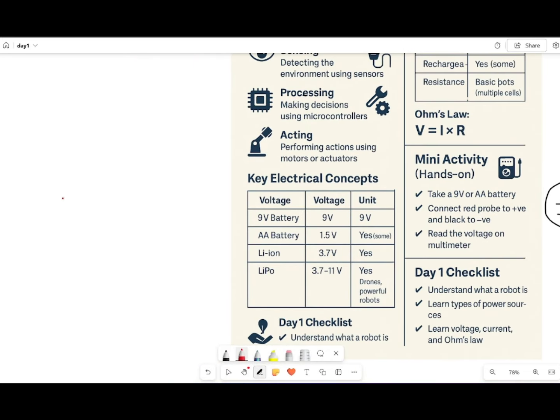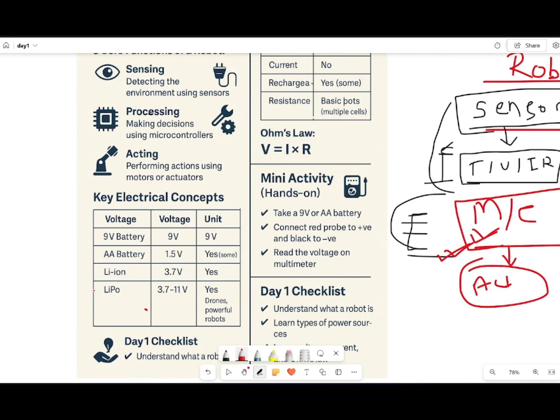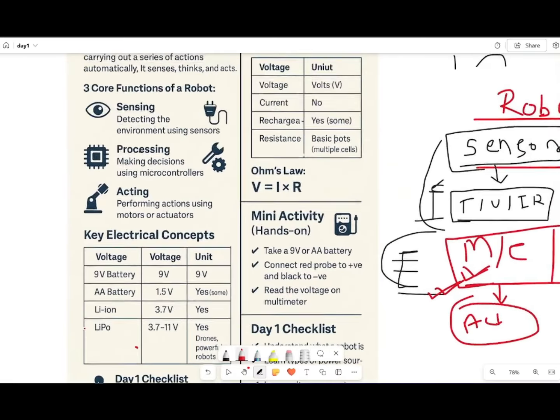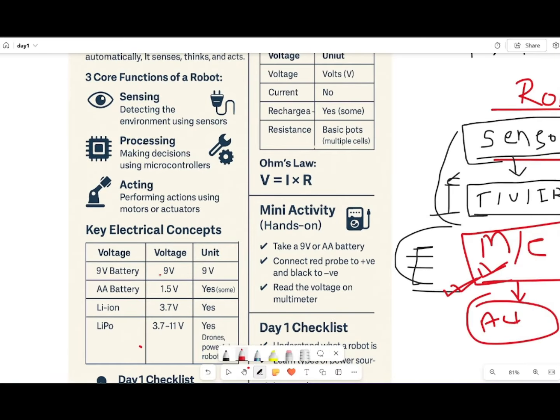That energy the robot will get from electricity. Clear? So here we are going to learn the basic key concepts about electricity. Then we will learn about the current, different types of current. Then we will learn about the voltage and all the things.